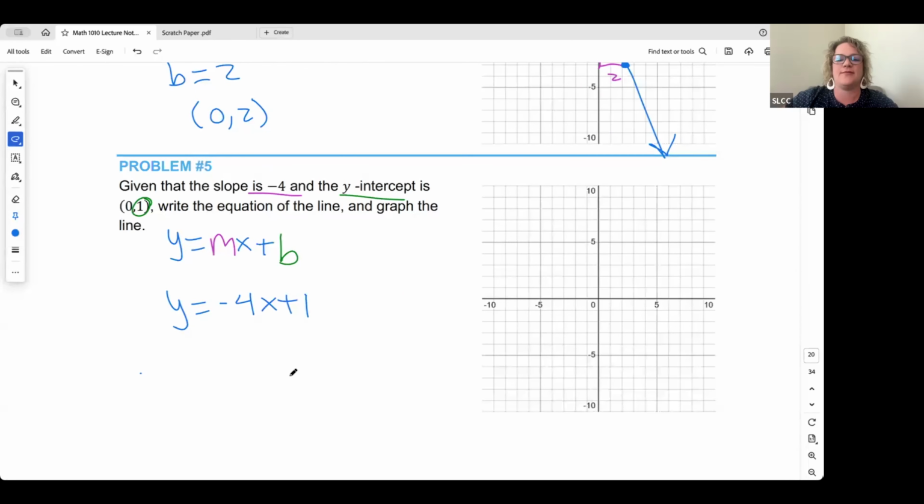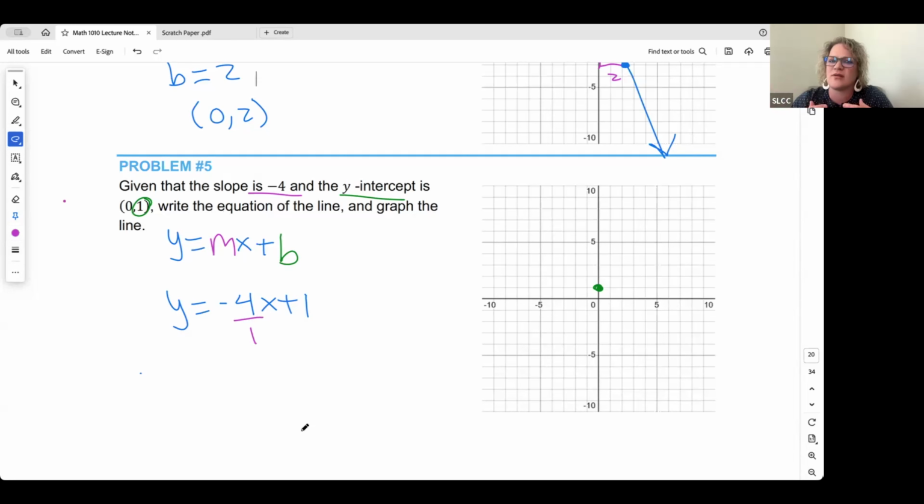Can we graph the line? Yes. B is where you begin. So I begin at 1 on the y-axis. M is how I move. Oh no, there's only one number. Not to worry, this is -4 divided by 1.